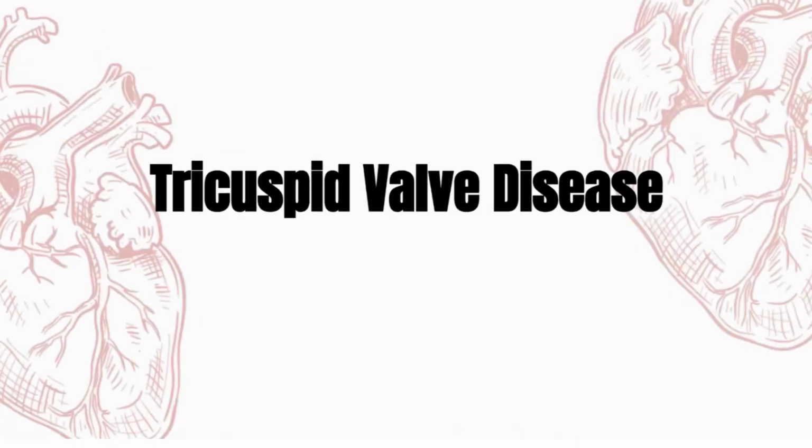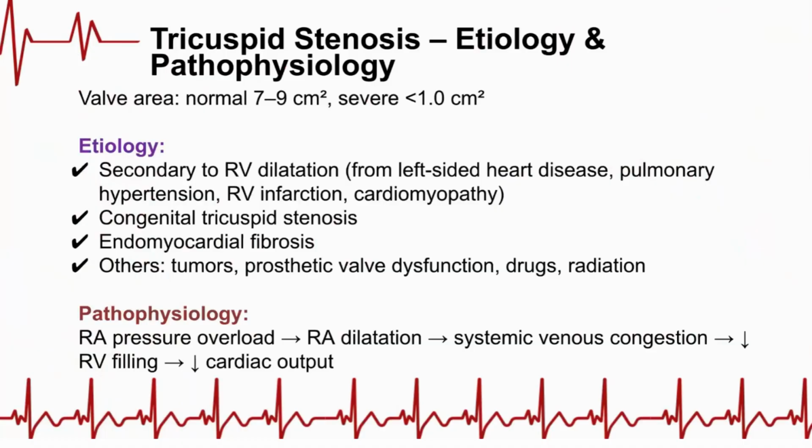Okay, so tricuspid valve disease. Now, your tricuspid valve is the atrioventricular valve between the right atrium and the right ventricle. So it's dealing with blood flowing from the right atrium, the deoxygenated blood, to the right ventricle. The normal valve area for this is about 7 to 9 centimeters squared, and severe stenosis is when it's below 1.